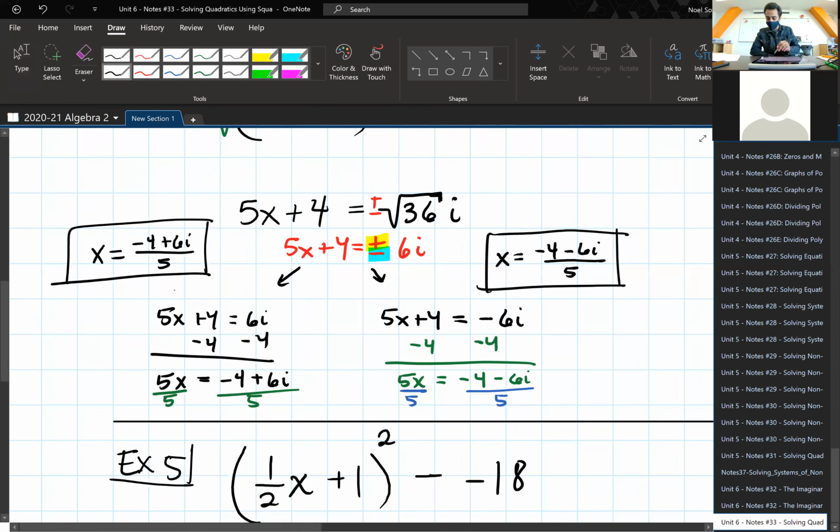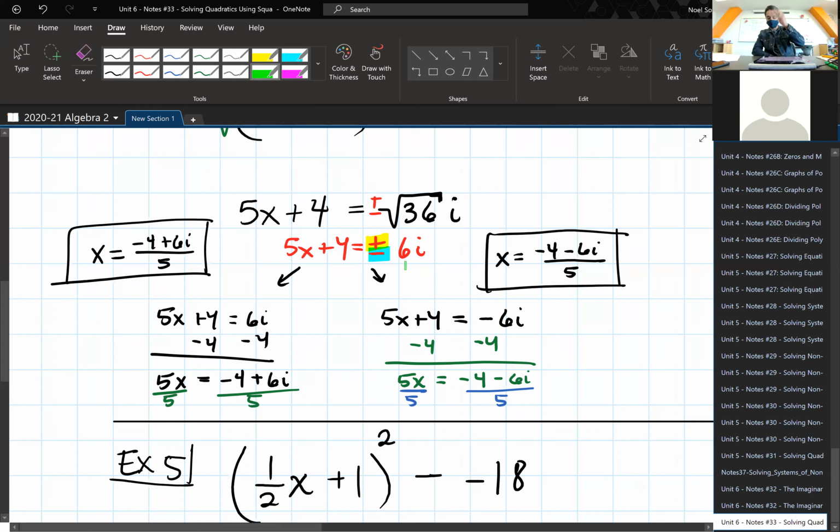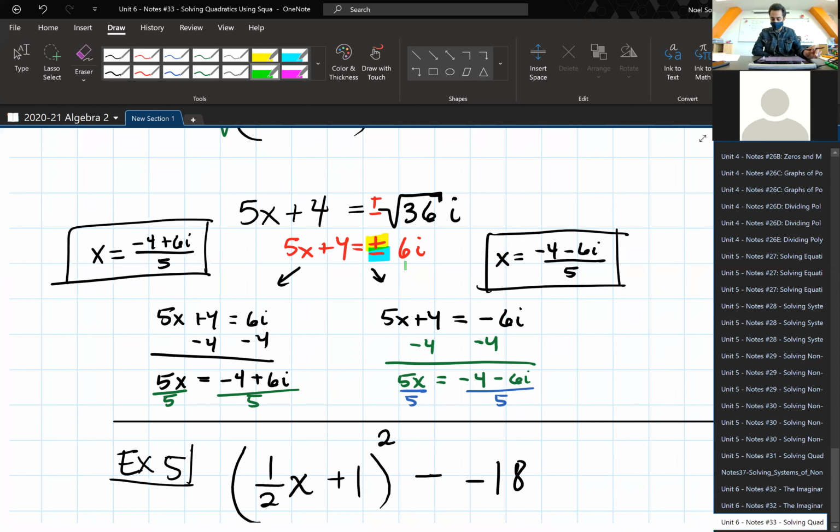If you look at my solutions, these solutions are imaginary because they have the imaginary unit i, right? Before, my other solutions were real numbers. The 6 is because the square root of 36 is 6. Once I extracted i, then it's just the square root of 36, and I can take the square root of 36.